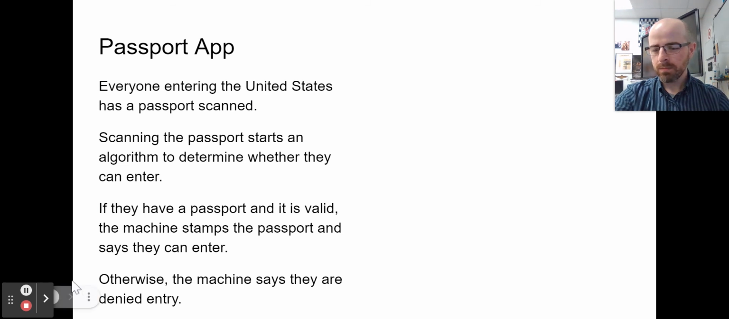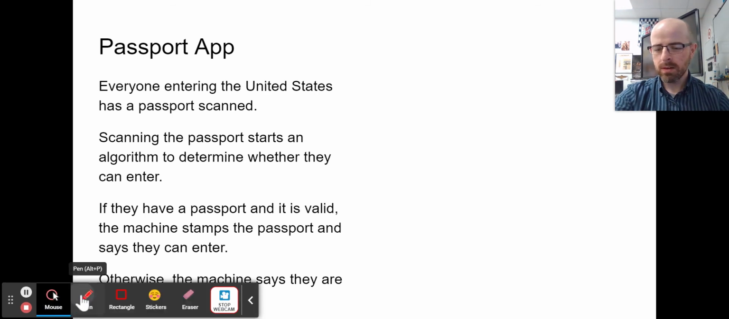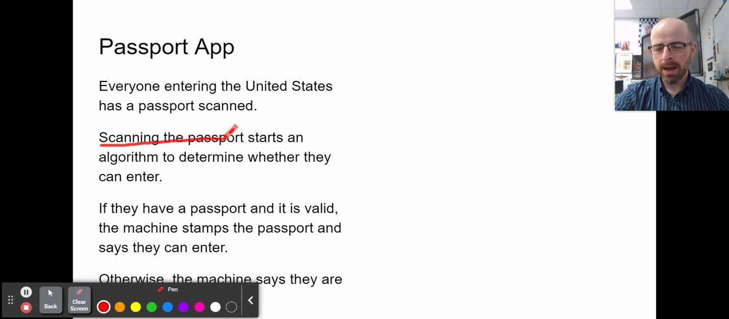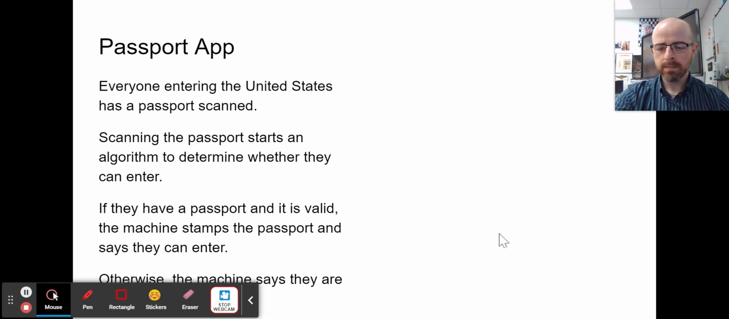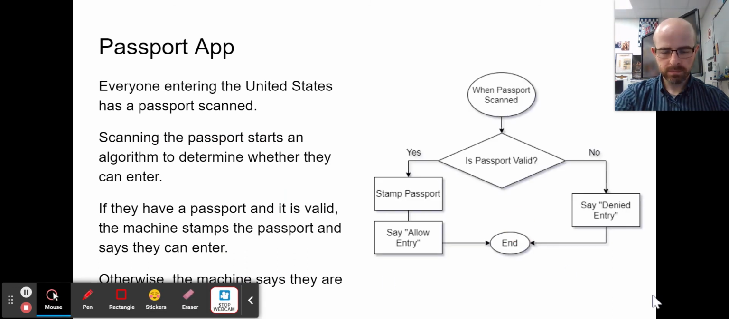All right. Well, let's look at this. Starting event: scanning the passport starts an algorithm. 2 different outcomes. Well, either it says they can enter or they are denied entry. So, yes or no question: is the passport valid? Let's see. Compare yours to mine.